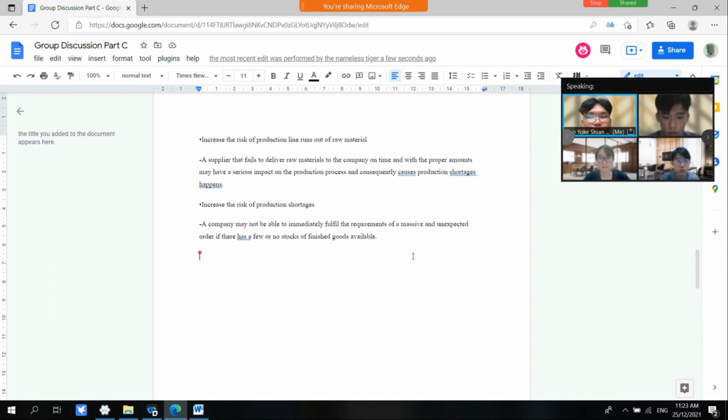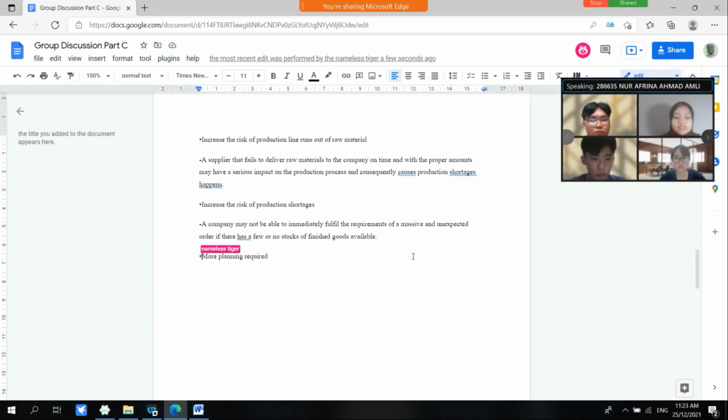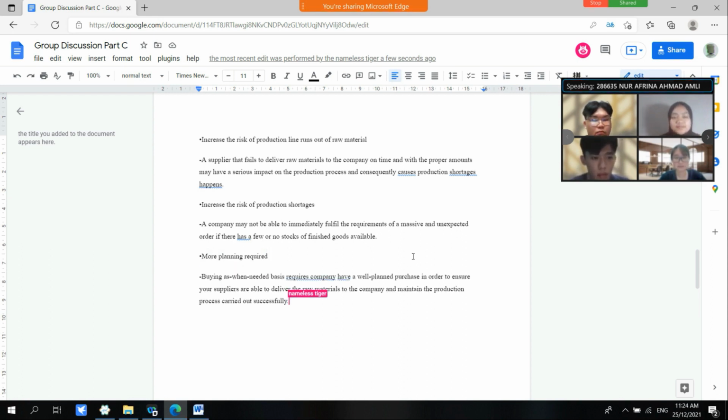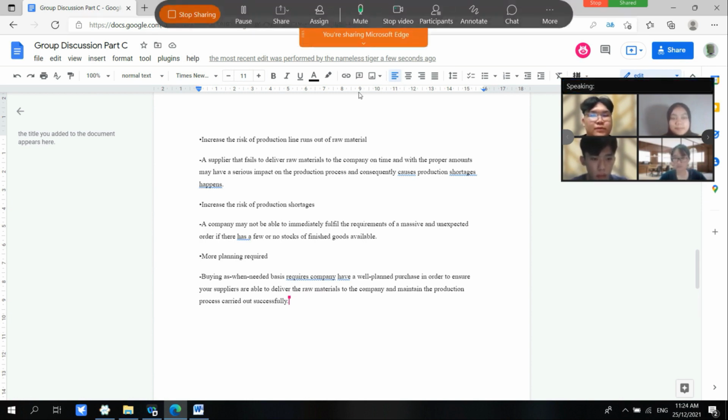For the last shortcoming, more planning is required. The explanation is buying as needed requires the company to have a well-planned purchasing order to ensure the suppliers are able to deliver the raw materials to the company and maintain the production process successfully. So I think that is the discussion for part C question 2. So now I will pass to Jara to make a conclusion.